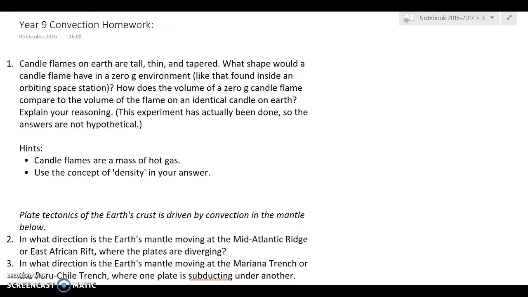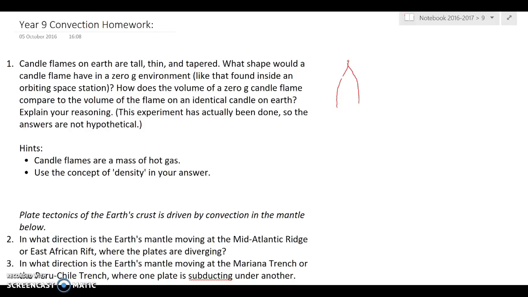The questions are difficult, so spend no longer than 30 minutes on this homework. Question 1. Candle flames on Earth are tall, thin and tapered. They have this shape which should be fairly familiar to you. That sort of shape. I would like you to write a fairly short analysis of what shape you think a candle flame would have in a zero-gravity environment, for example inside, let's say, the International Space Station.